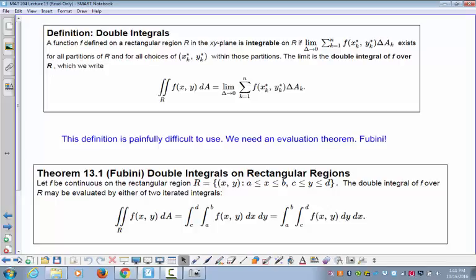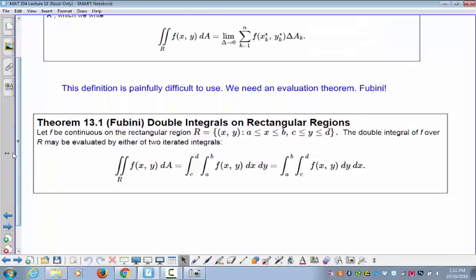Evaluating that by hand with a surface is virtually impossible, so we will never use that here. In Calc 1, the left, right, and midpoint approximations, you could do that pretty easily for a small partition. For volumes, it makes no sense to even think about it other than as a theoretical construction. So we have to figure out then, how the heck do we evaluate this double integral if we want to ignore this whole limit definition?